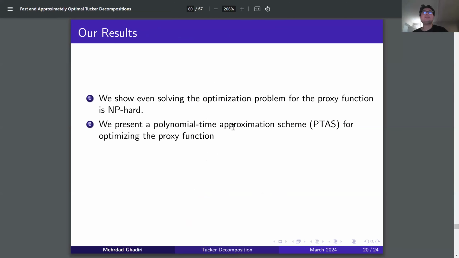And then, when a problem is NP-hard, what do we do? We try to approximate it. The good news is that there is a PTAS for this problem, a polynomial time approximation scheme. What does that mean? It means that for any constant epsilon, I can solve this problem to 1 plus epsilon accuracy in polynomial time. Of course, the running time is exponential in epsilon, but I'm taking a constant epsilon.